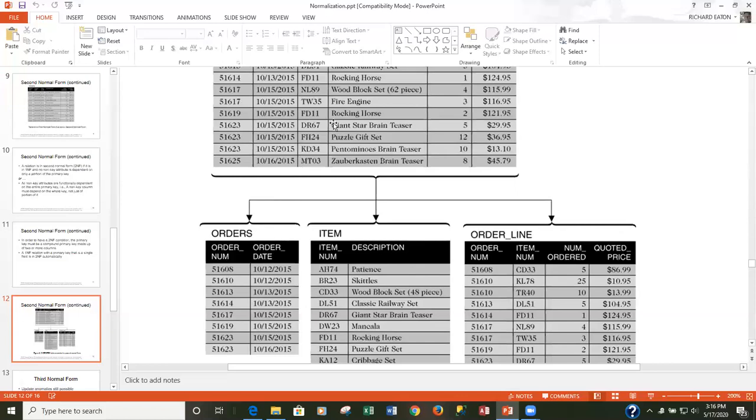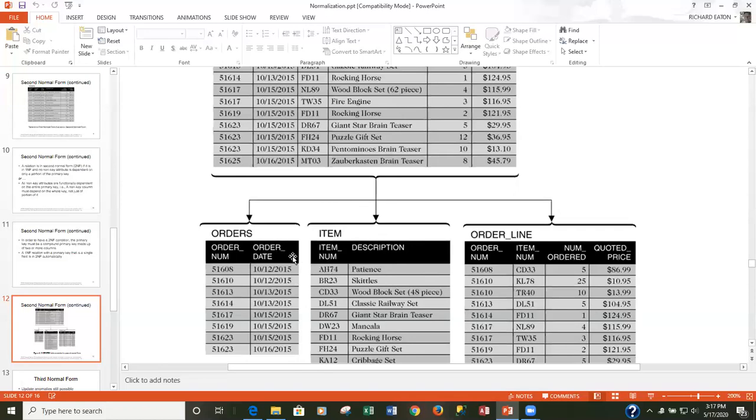We would do the same with the item number and the description. We would create a new table with an item number and a description, and we would make the primary key the item number in this item table. So we have an item number that determines the description. The description is fully dependent on the item number, which is the primary key.